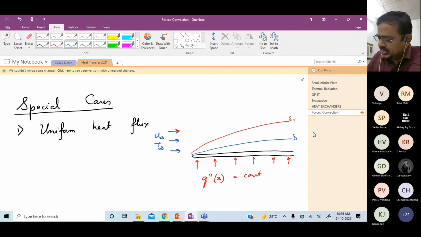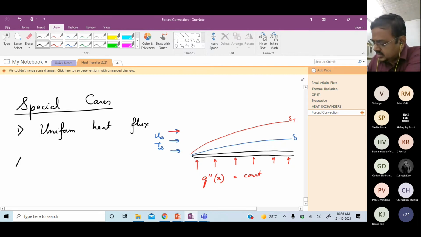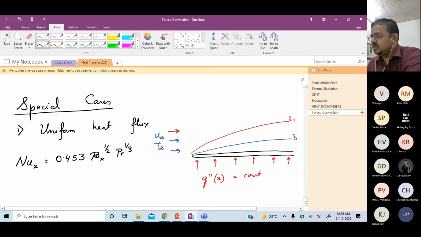Okay, so here the correlation is Nusselt of X. Remember, it was 0.332. Here it is different. It is 0.453. Rest is exactly the same. Reynolds to the power half and Prandtl to the power 1/3.